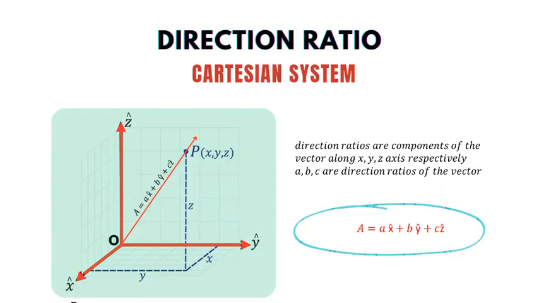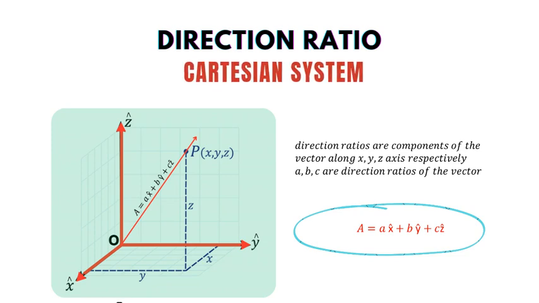If there is a vector A represented as A equals ai plus bj plus ck, where i, j, and k are unit vectors along x, y, z axis respectively, then a, b, and c are components of the vector along x, y, z axis, and they are called direction ratios. Put in simple words, direction ratios are components of a vector along x, y, and z axis.